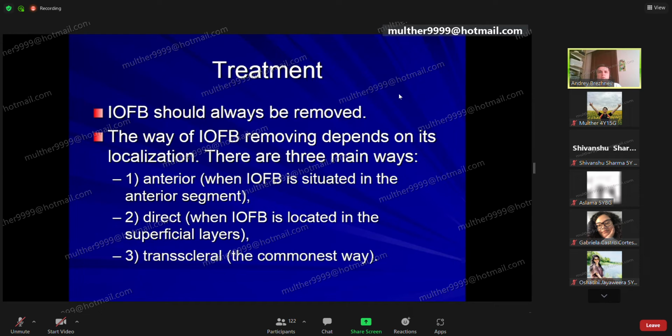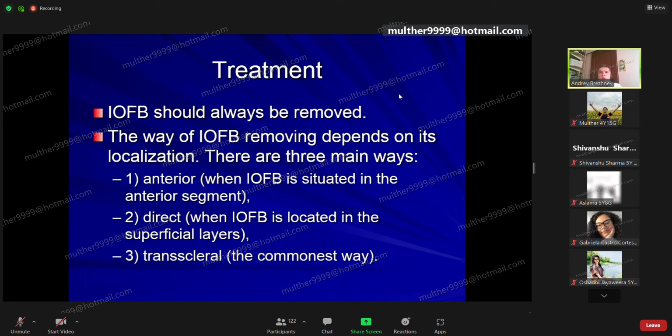How to treat intraocular foreign bodies? Of course, intraocular foreign body should be removed. Removal of magnetic intraocular foreign bodies is easier than the removal of non-magnetic. Usually a handheld magnet is used. The way of intraocular foreign body removing depends on its localization. There are three main ways of removing foreign bodies.